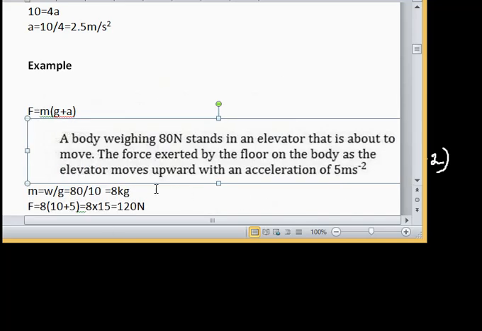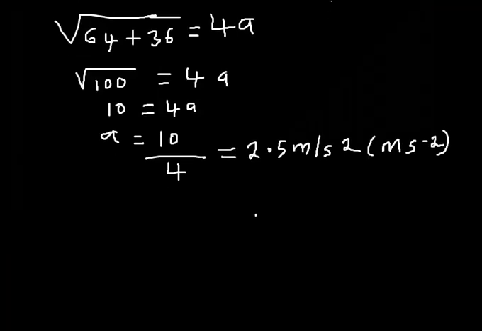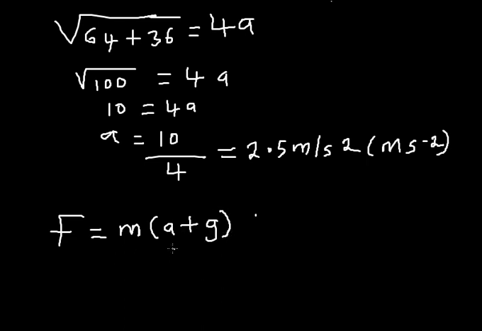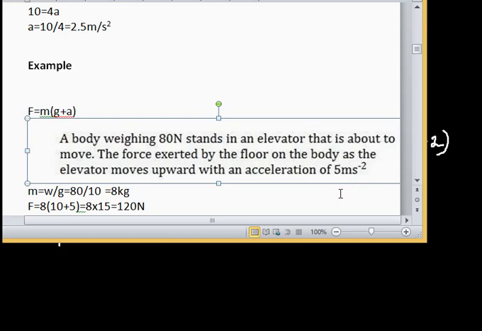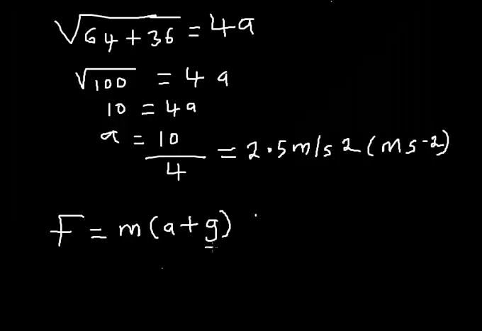Okay. A body weighing 80 newtons standing in an elevator that is about to move. Find the force exerted by the floor on the body as the elevator moves upward with an acceleration of 5 meters per second squared. So elevator formula, upward. Remember that now, right? Upward. So this is the force on the elevator as it moves upward. Now, the acceleration has already been given, 5 meters per second squared. But what I don't know is the mass, and gravity is constant.